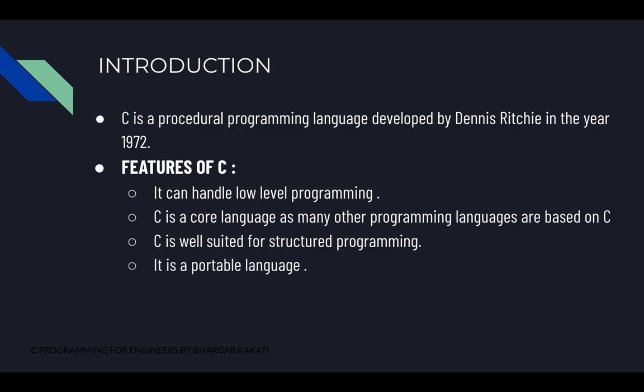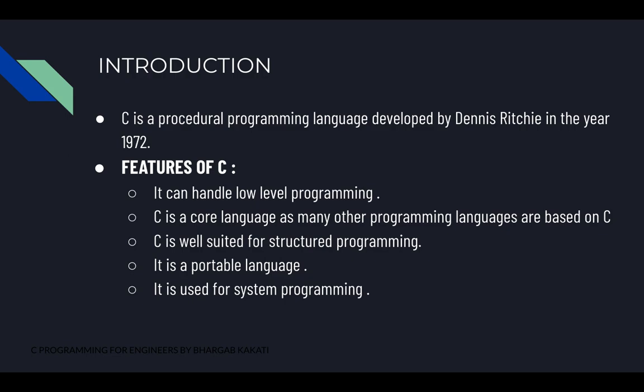Next up is, it is a portable language. Portable language means if we write a program in C on my machine, it can be transferred to a different computer without any changes. Therefore, it is a portable language. Portable means such a language which can be run on several machines without changing the code.